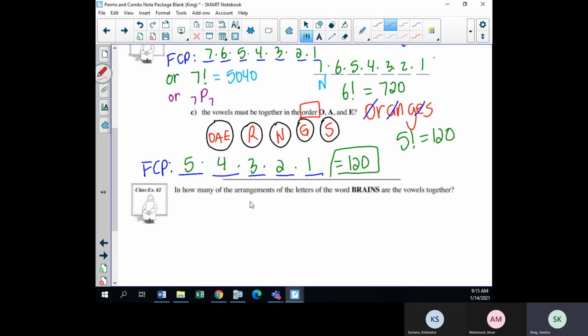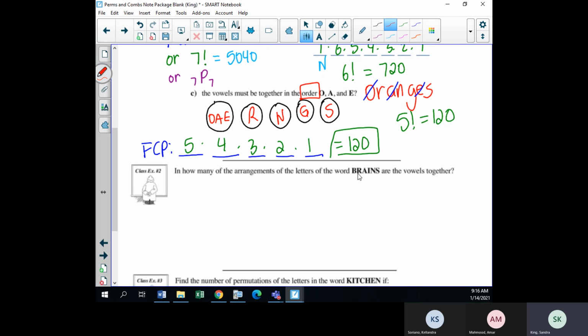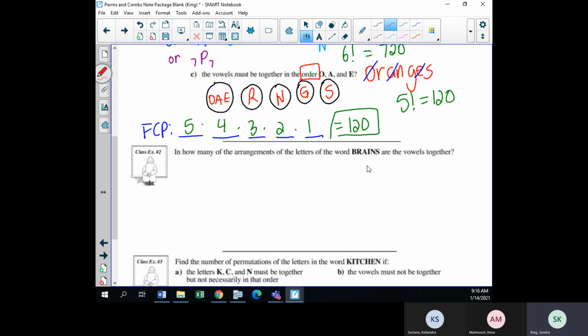So what they've done in this class example is they gave us the word brains, okay? So they gave us the word brains, and they want the vowels together. So let's just figure out what are the vowels in the word brains? What do you guys think? What are the vowels? A and I. So let's create a disc with A, I.